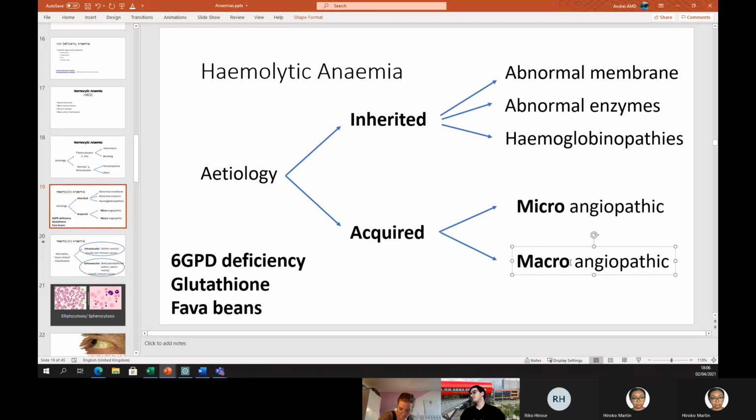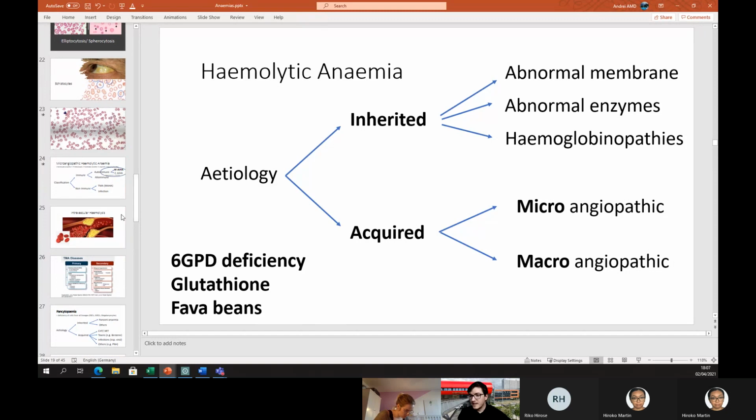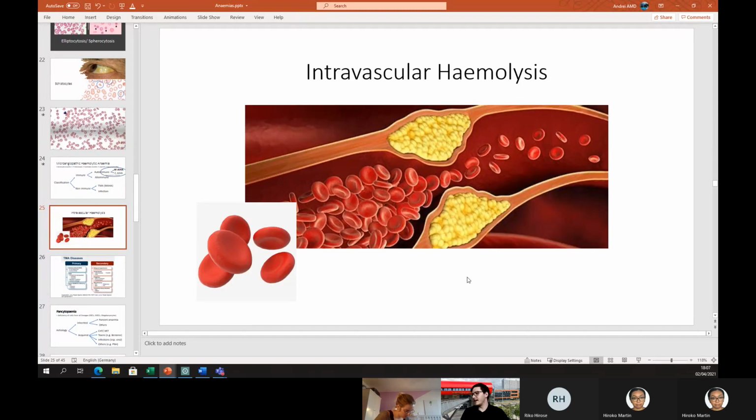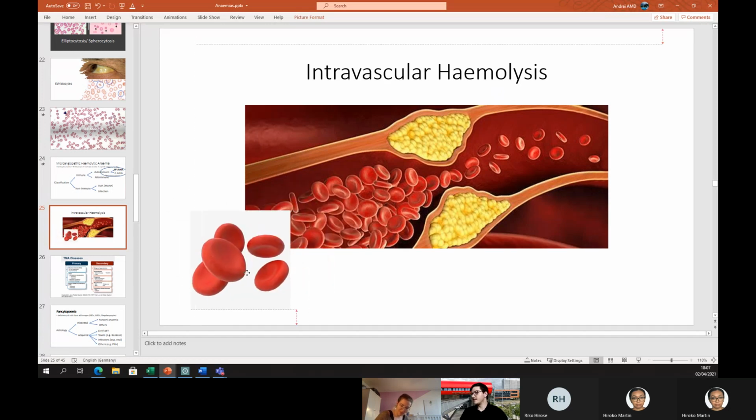To mention briefly, macroangiopathic anemia happens, for example, in people that have extensive atherosclerosis or people that have an artificial heart valve. I think I have a slide for it later. Do you see the slide? Do you see the atherosclerosis in the vessel wall? Imagine that this could be anything. And the red blood cells are just chilling, floating away basically.